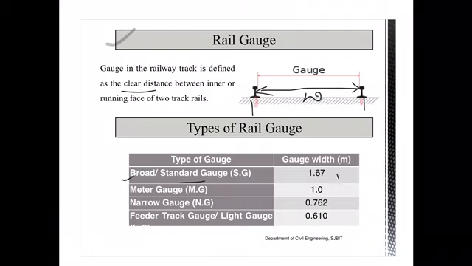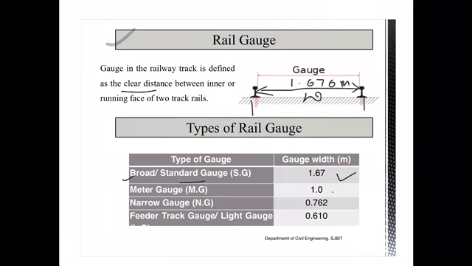So the width of the broad gauge is 1.676 meter, that is, the distance between these two rails. And the second one is the meter gauge. Here the clear distance is slightly reduced to 1 meter.